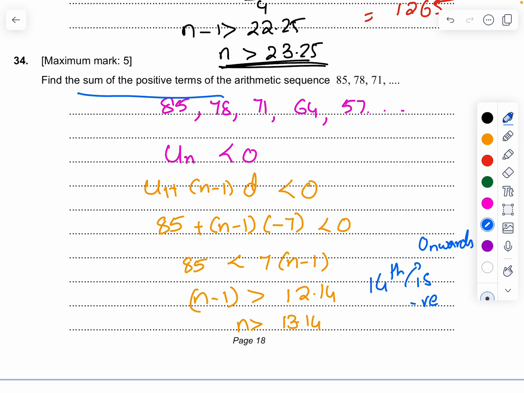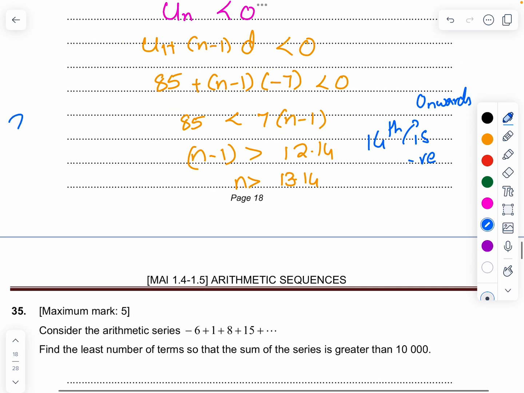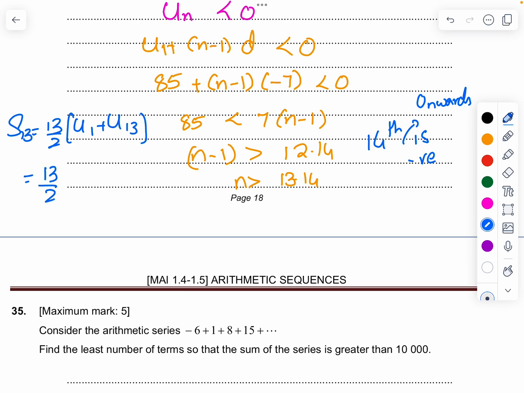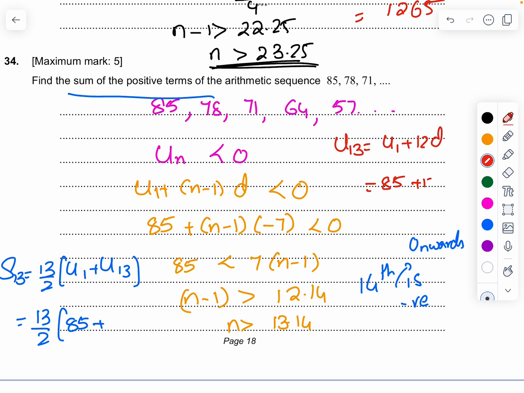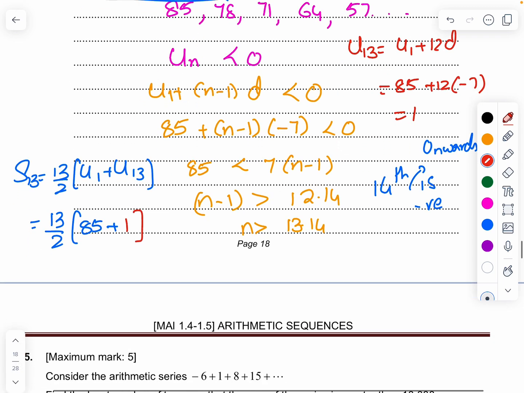So what does that become now? S13 equals 13 upon 2 times first term plus last term. So 13 upon 2, the first term is nothing but how much? 85 plus the 13th term. I don't know the 13th term, so I'll find it, which is u1 plus 12d. u1 is 85 plus 12 times negative 7, which is 1. So my 13th term is 1. From there onwards, it becomes negative. So when I simplify that, it's going to be 559.